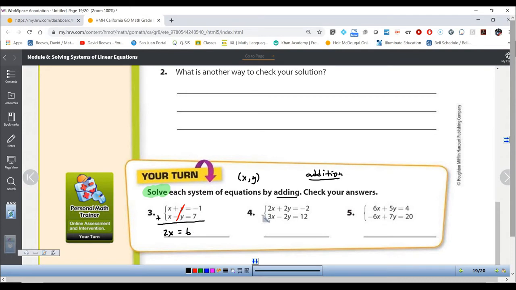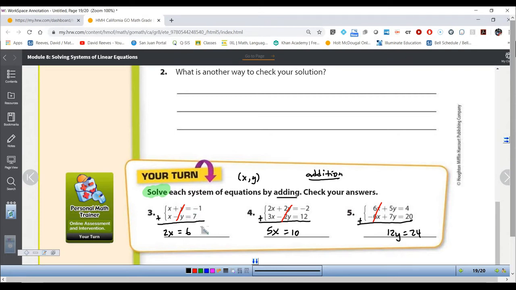All right, we'll come back to this problem. I just want to show you a pattern that's going to occur here. Again, when I add these two equations together, 2x plus 3x is 5x. These two are going to cancel, and I'm going to get 5x equals, and negative 2 plus 12 is 10. And then I'm going to come over here, and I'm going to add these two equations together. 6x plus negative 6x, those are going to cancel. Here we go. 5y plus 7y is 12y, and 4 plus 20 is 24.